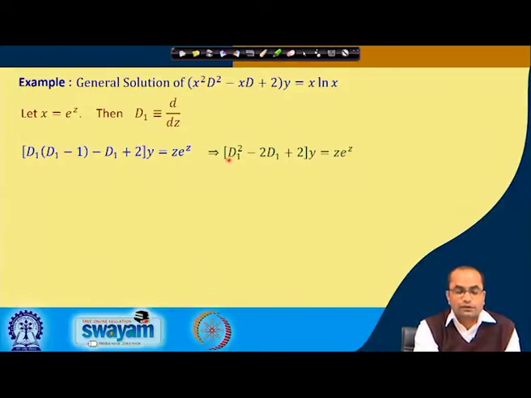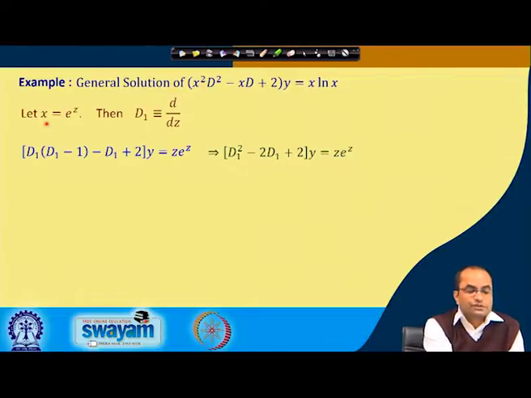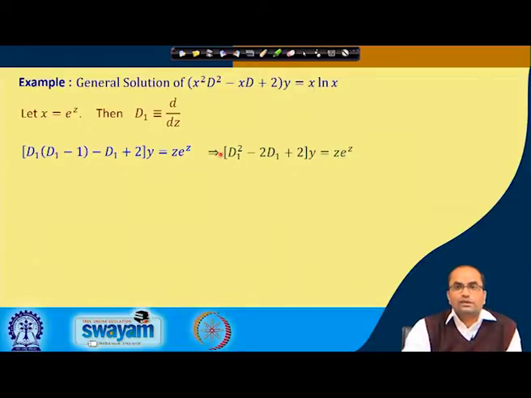This equation now is with constant coefficients. If we look at the coefficients, here is 1, here is −2, it is 2. All the coefficients here are constant, whereas in the original equation the coefficients were not constant. So, that is the benefit of such a transformation, that this equation is reduced to an equation with constant coefficients, which is easy to solve now.